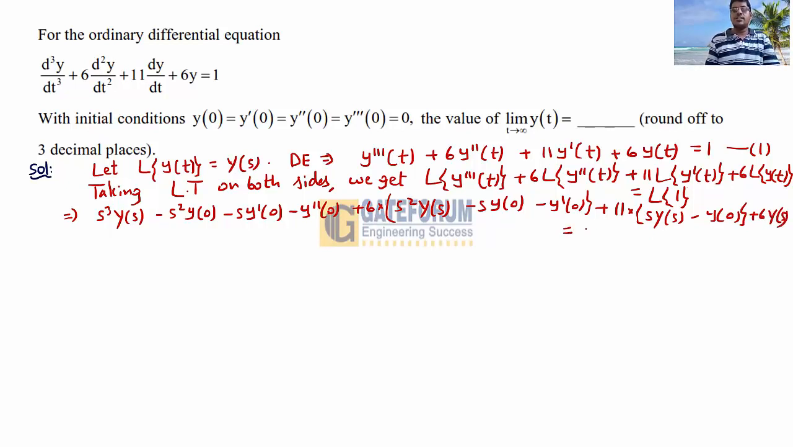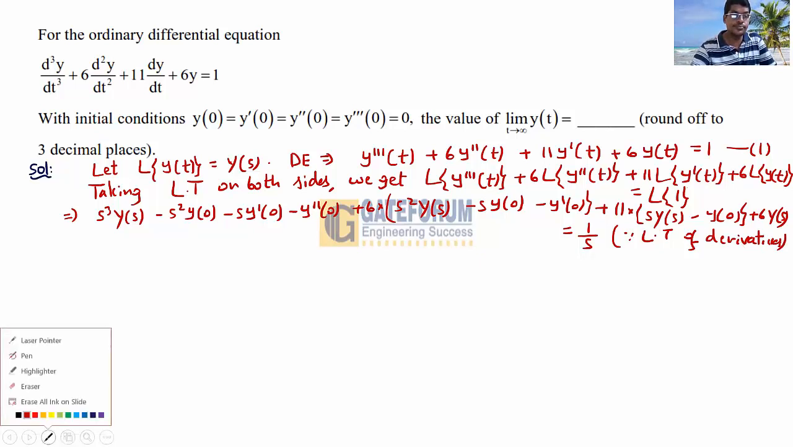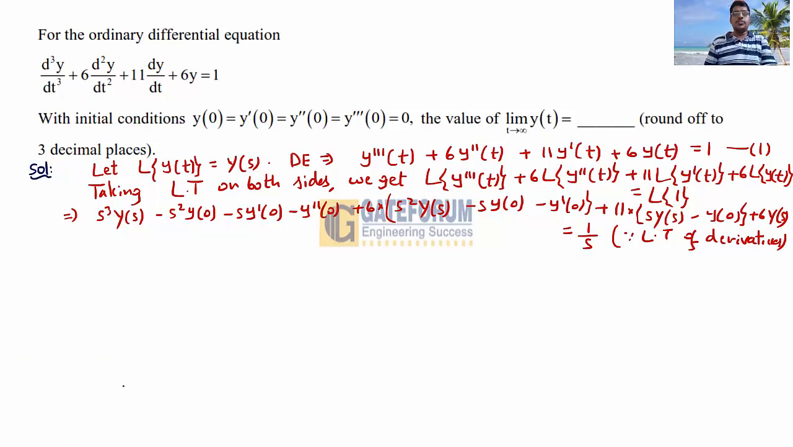The Laplace transform of a constant is the constant by s, that is 1 by s. Now, given y(0), y dash(0), y double dash(0), y triple dash(0) are 0, so this is 0. This term also vanishes. This is 0. This is 0. This is 0.